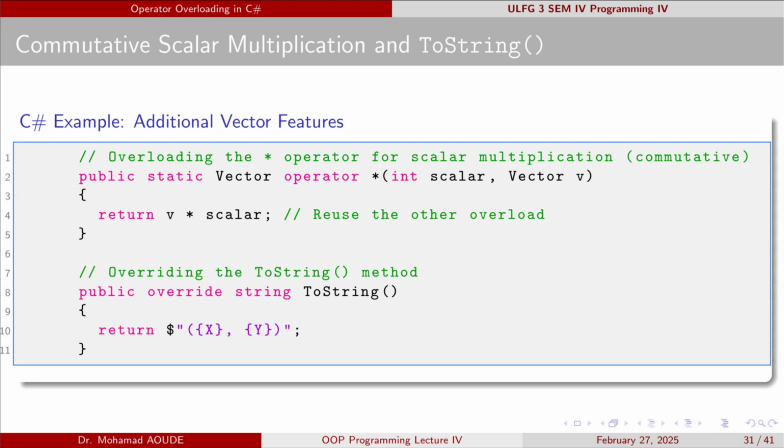We also overload multiplication to be commutative. You can write vector star scalar or scalar star vector. Plus, we override toString to neatly display vectors as x, y. The principle here, make your custom types feel as natural and powerful as built-in types.